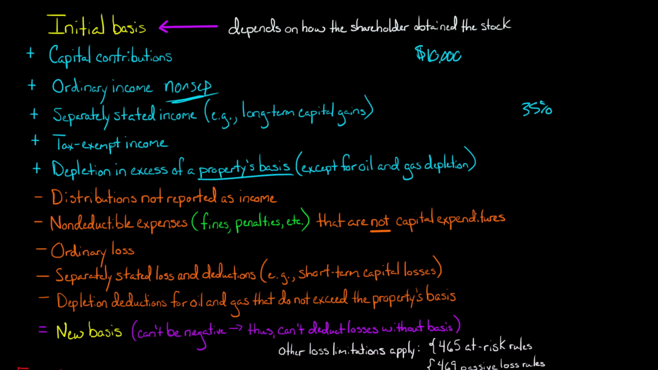Now, in terms of downward adjustments to basis, things that are going to decrease basis. Any distributions that were not reported as income, okay? So if we just have a standard situation, shareholder has some basis, it was never a C corporation, there's a distribution made to the shareholder, it's not in excess of their basis or anything like that. It's just a standard distribution to the shareholder. It's not reported as income. That is going to decrease their basis, okay?